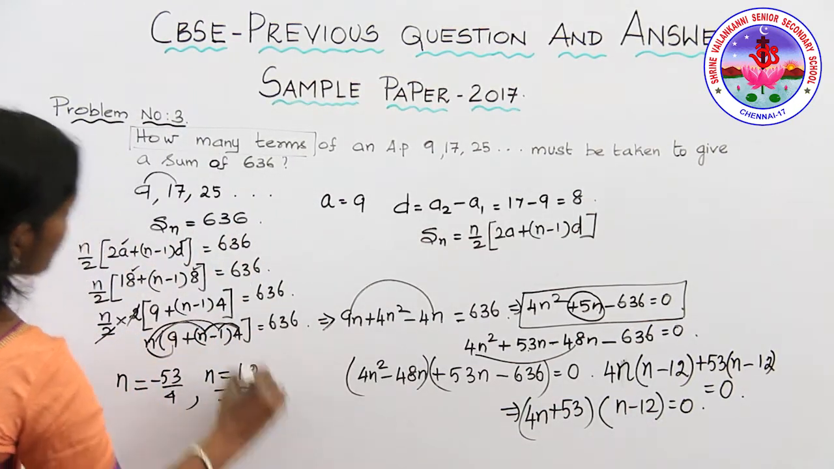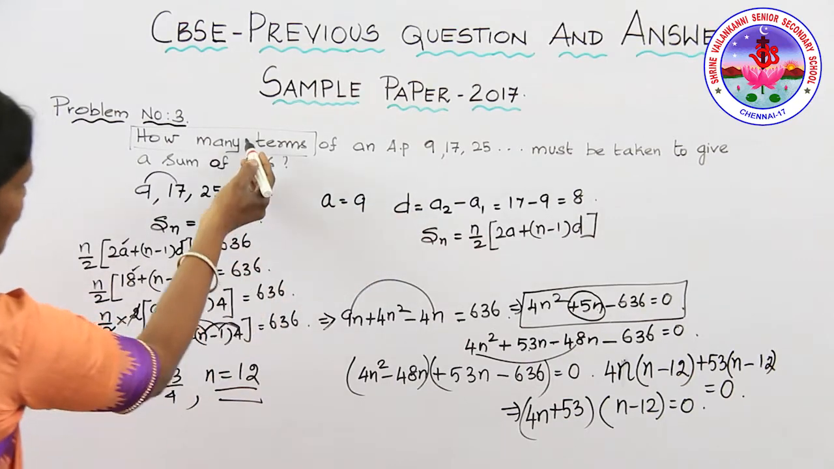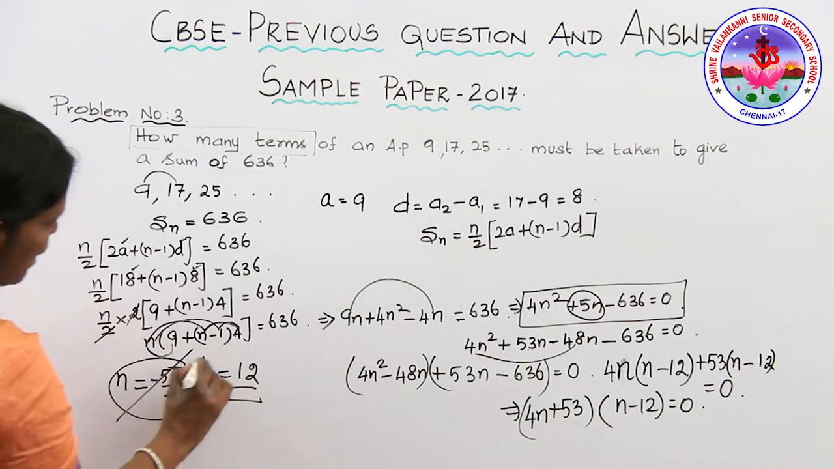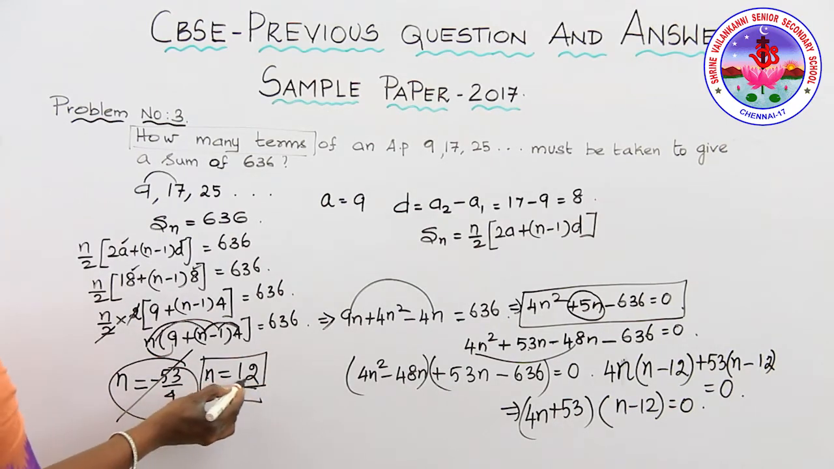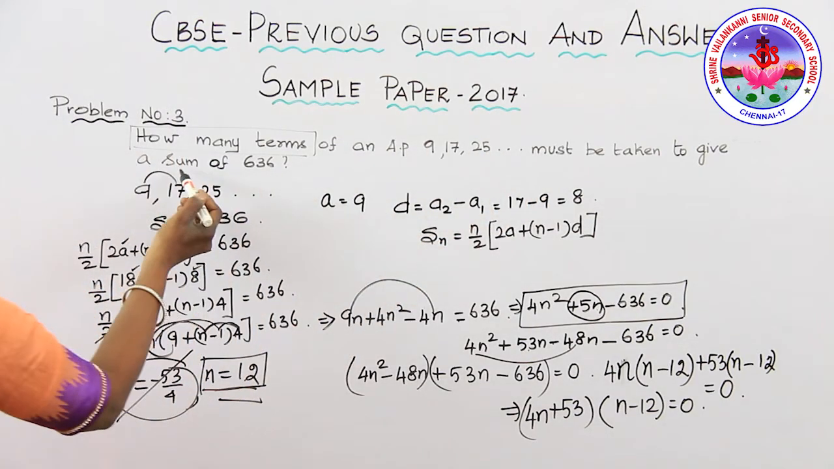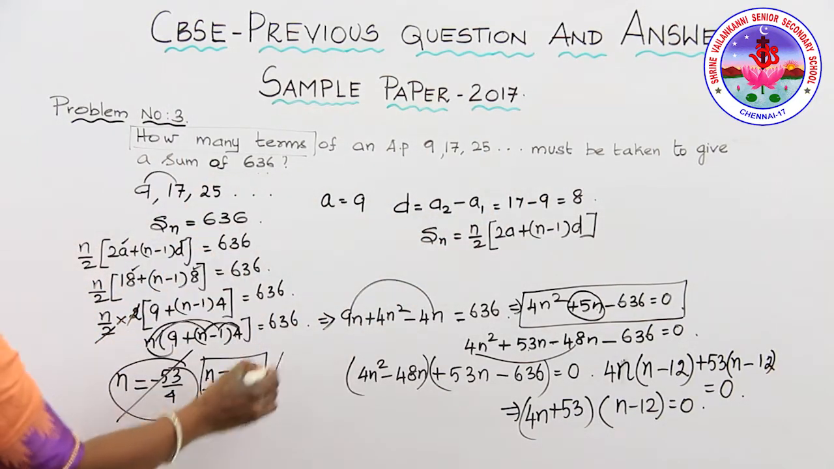Since we are talking about the number of terms here, it cannot be a negative value, so this is not eligible. So my nth term, that is the number of terms, n is equal to 12. That is, if you take 12 terms, you will get the sum of 636.